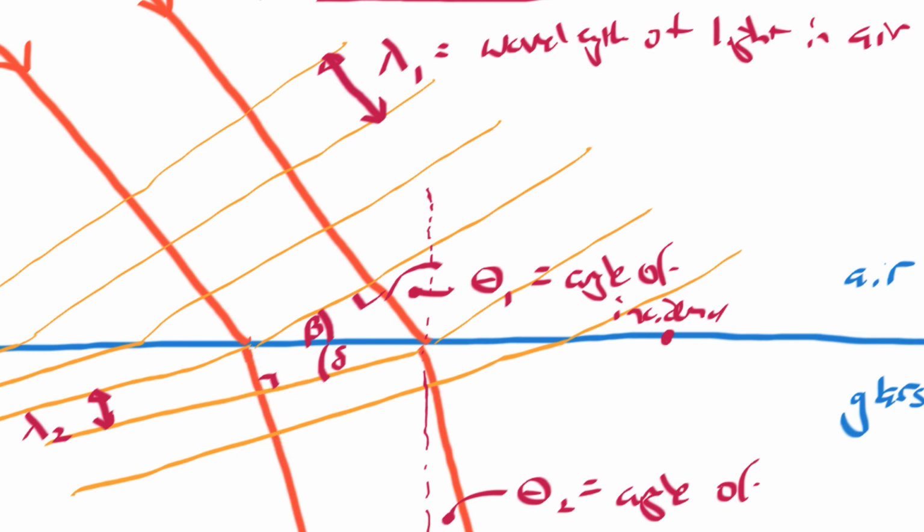Now notice that the sine of beta is going to be opposite over hypotenuse. Well, the opposite here is just the wavelength of the light in the air. So it's lambda 1, that's the opposite side. That's this length right here, the distance between two wavefronts, that's lambda 1, over the hypotenuse, and the hypotenuse is just this blue line segment right here. So I'll put hypotenuse right here.